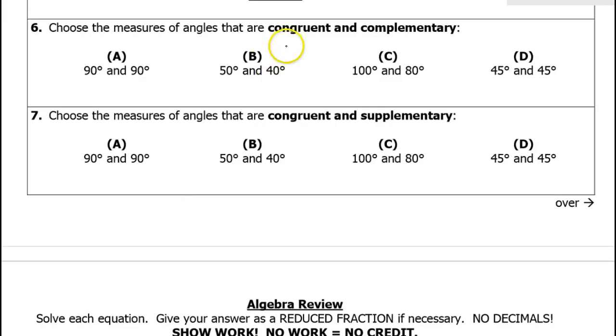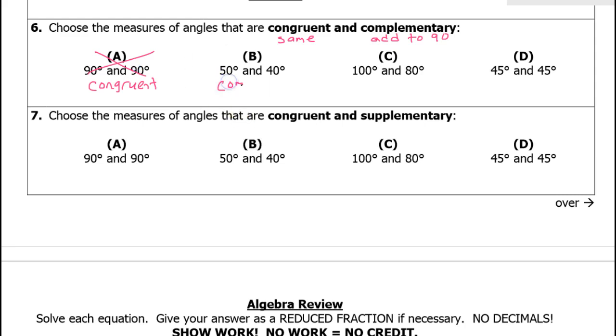For number 6, we are to choose a pair of angles that are both congruent and complementary. So congruent means that they are the same, and complementary means they add up to 90. Alright, so these are the same, so these are congruent, but are they complementary? Do they add up to 90? No, they add up to 180. These are congruent and supplementary, but they are not complementary.